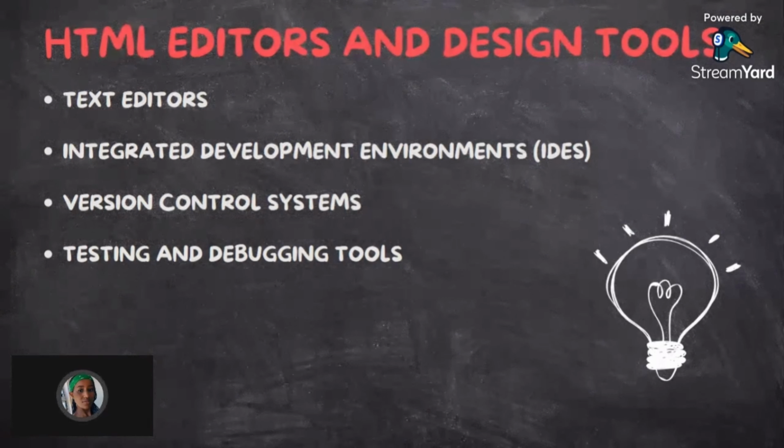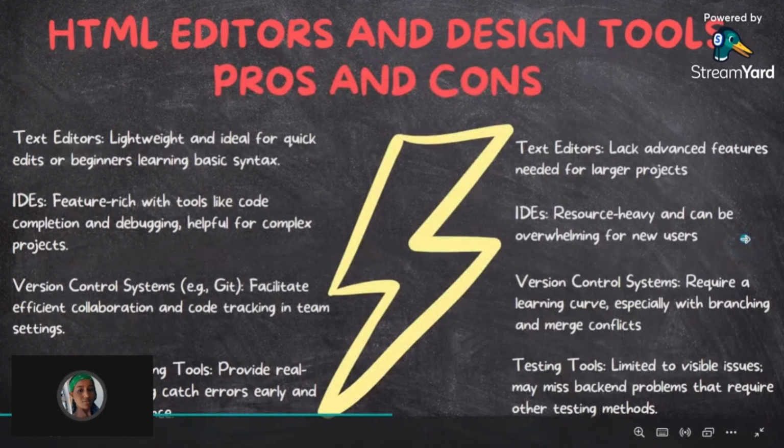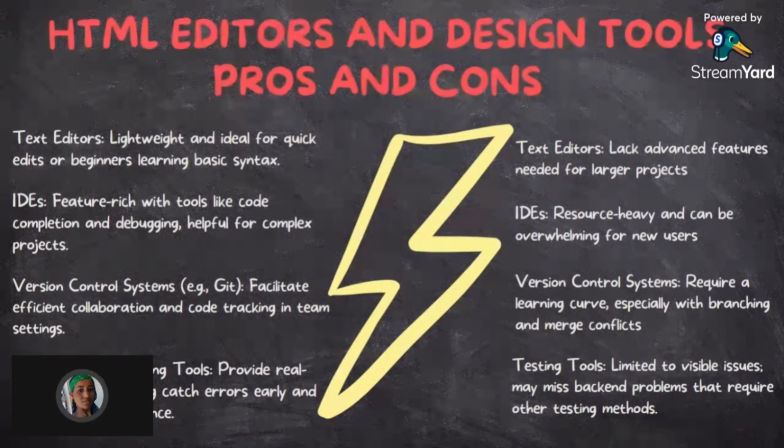And lastly, we have testing and debugging tools. For example, Chrome Dev Tools, Firebug, and JSHint. These tools can assist in identifying and resolving errors, inspecting code behaviors, and testing responsiveness, ensuring that the site performs well across browsers and devices. Next, we can talk about the pros and cons of HTML editors and the design tools.